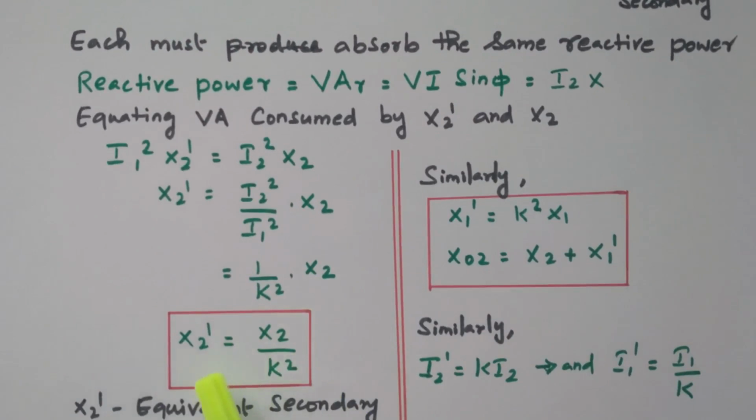So what is the final thing? X2 dash equal to X2 divided by K square. Very similar to resistance, right? So while transferring to primary, we have X2 by K square.